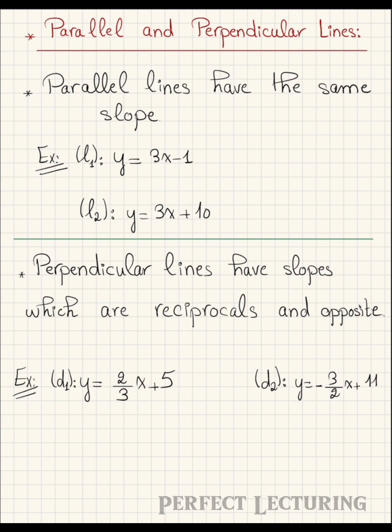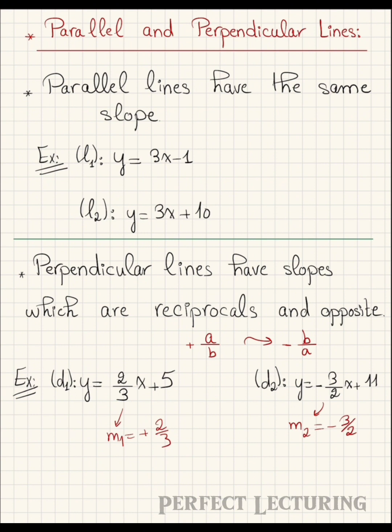On the other hand, two lines are perpendicular if their slopes are both reciprocals and opposite. This means that if the first slope is a over b, then the second slope will be negative b over a. So the first slope has sign positive, it becomes negative, so opposite signs, and obviously a over b and b over a are reciprocals. And this is an example. So m1 is equal to plus 2 over 3, and m2 is negative 3 over 2. That's all regarding the explanation.